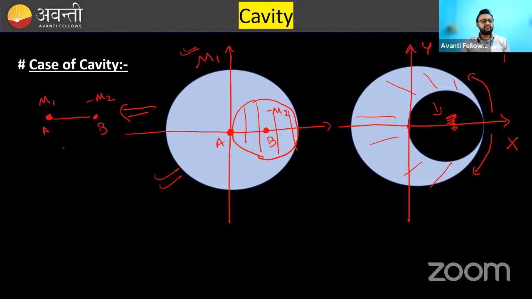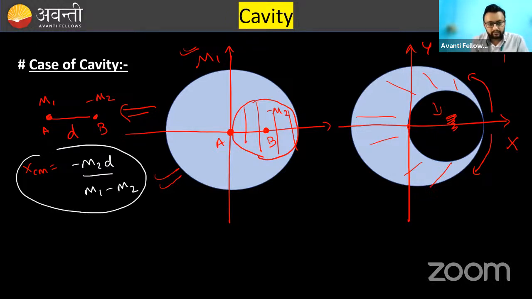For a two-point mass system, we can easily calculate the center of mass, as we have learned. Let this separation be B. Then the center of mass will be M2D divided by M1 plus M2. But M2 is what? Negative.